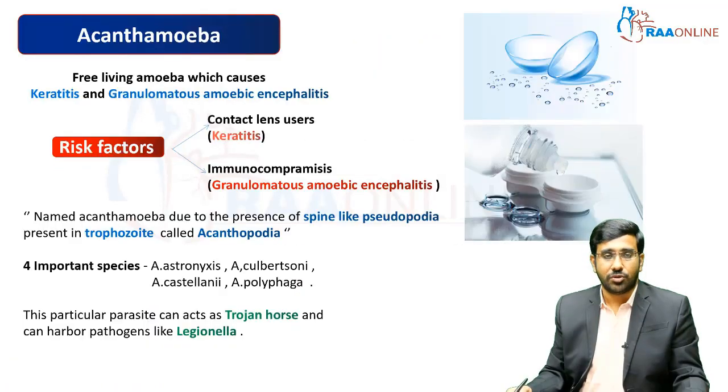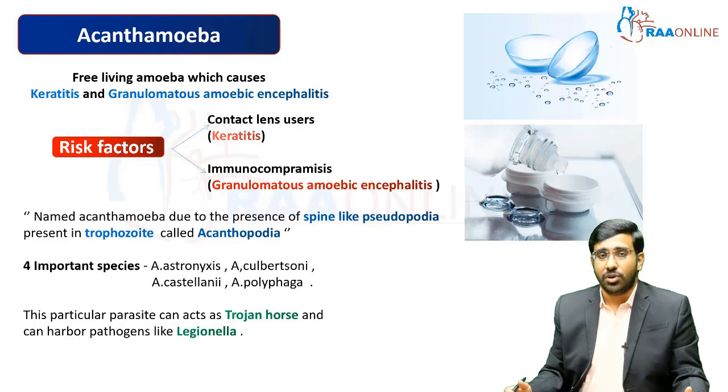Acanthamoeba again is a free living amoeba and it causes two illnesses in humans. One is corneal involvement, which causes keratitis, and it also causes inflammation of the brain, leading to something called granulomatous amoebic encephalitis. The risk factors for these two conditions are a few things.